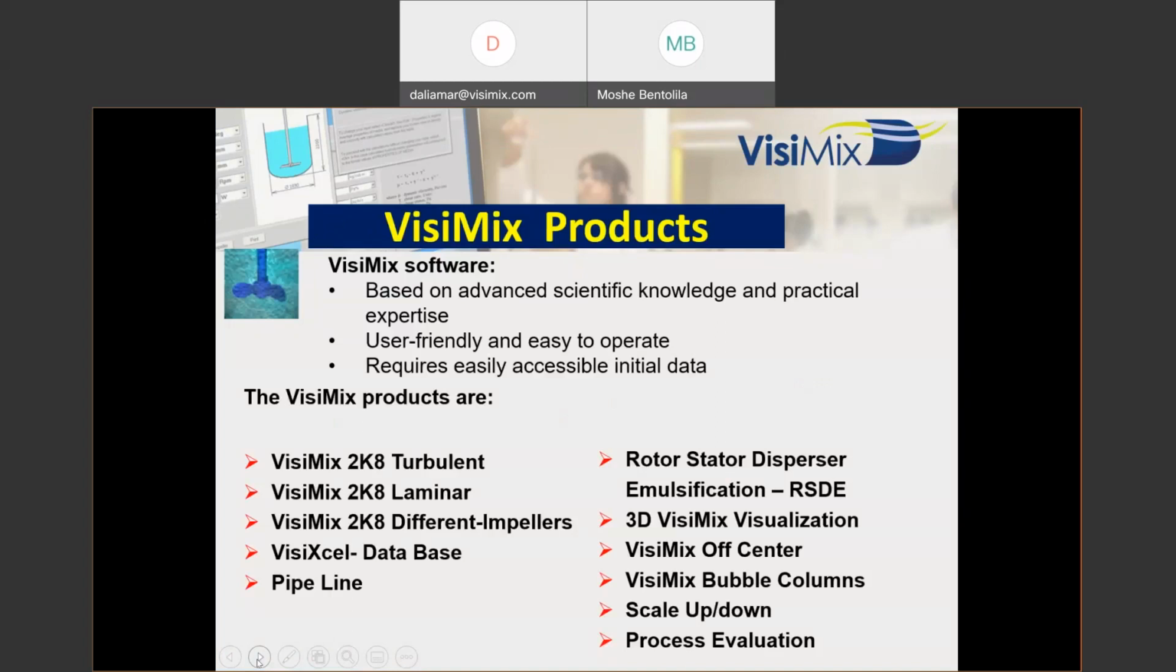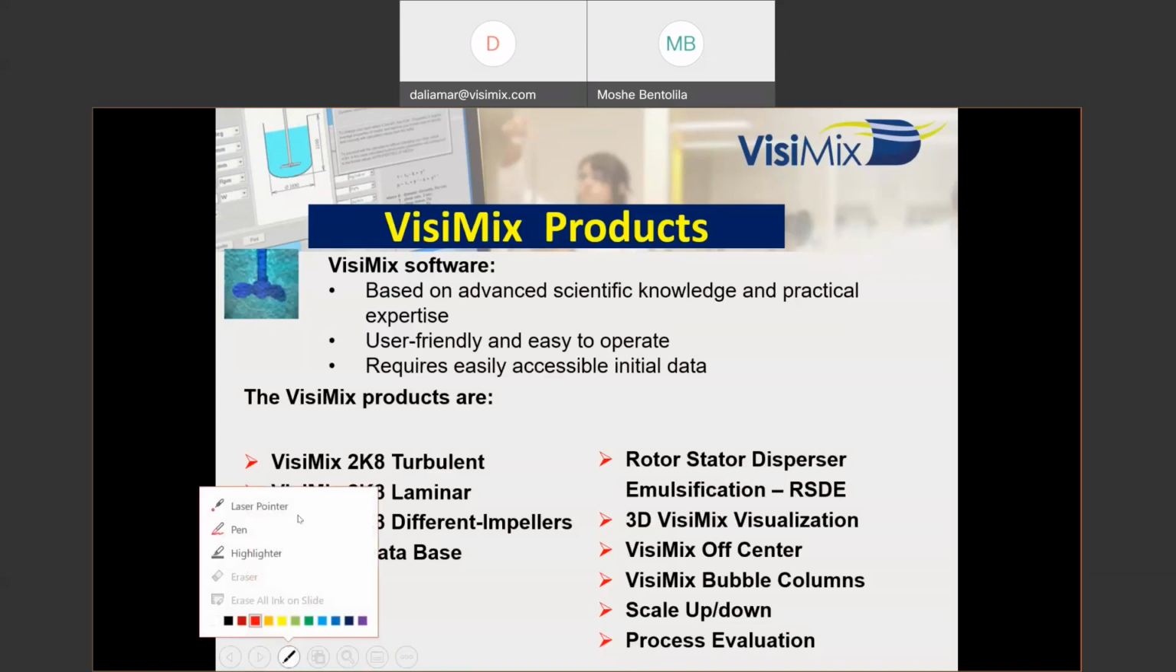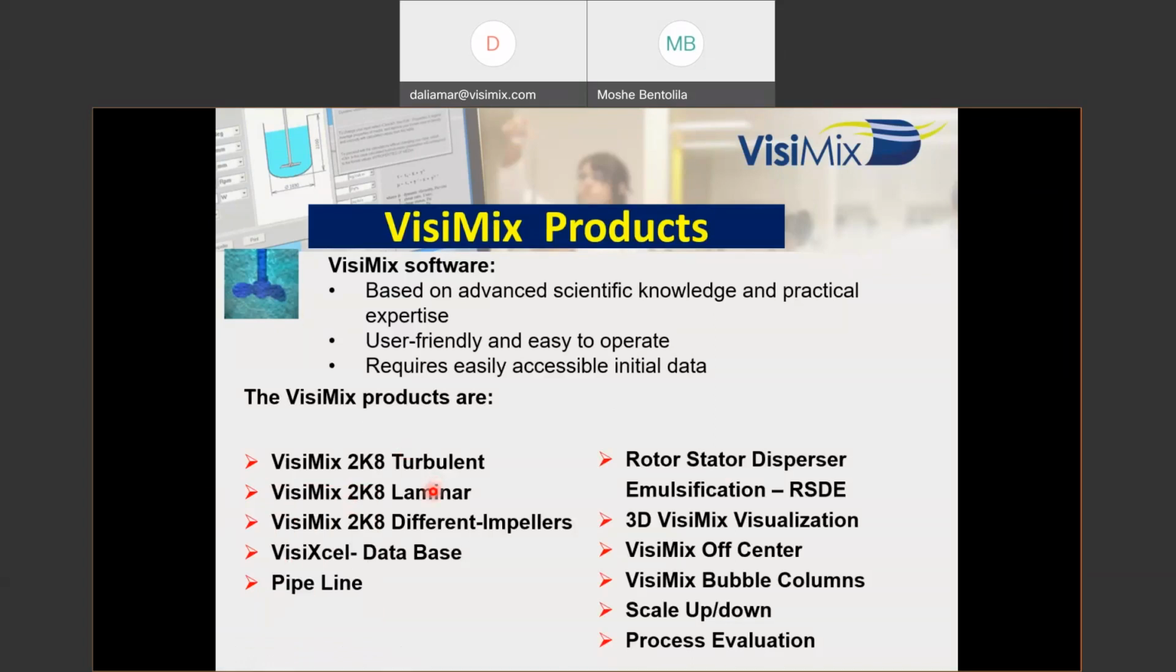So you have here all the products, turbulent, laminar, different impellers that you can identify very fast. Turbulent and laminar for the regimes. Installations with different impellers on the same shaft, high shear rate, off-center and bubble columns. This is the kind of mixing that we can generate, the outputs, and how to evaluate. It will be a database. You can install a database of all your equipment and combine it with the results. You can see fluid elements moving in 3 dimensions, and you can see scale up, scale down.